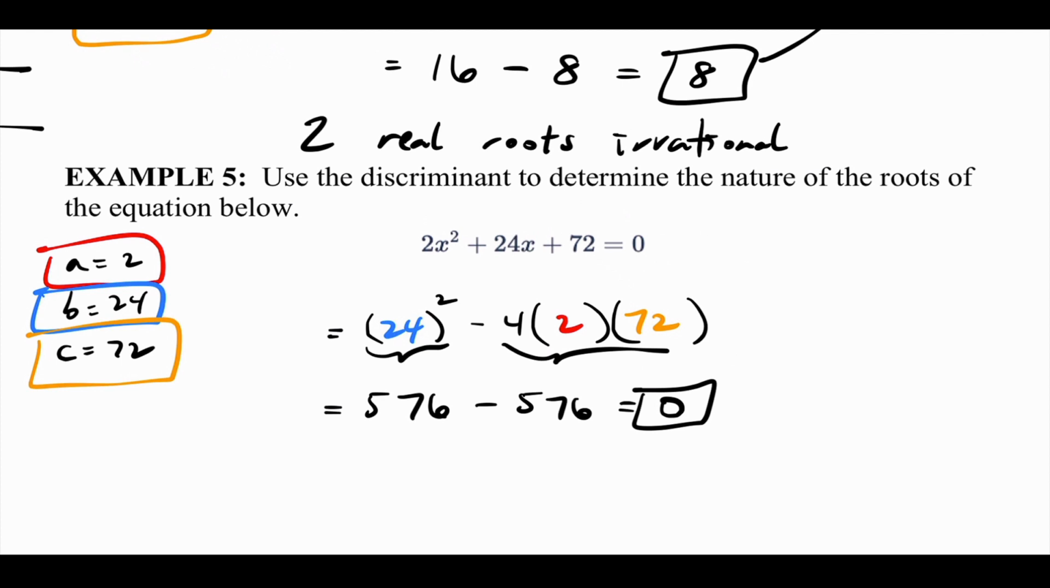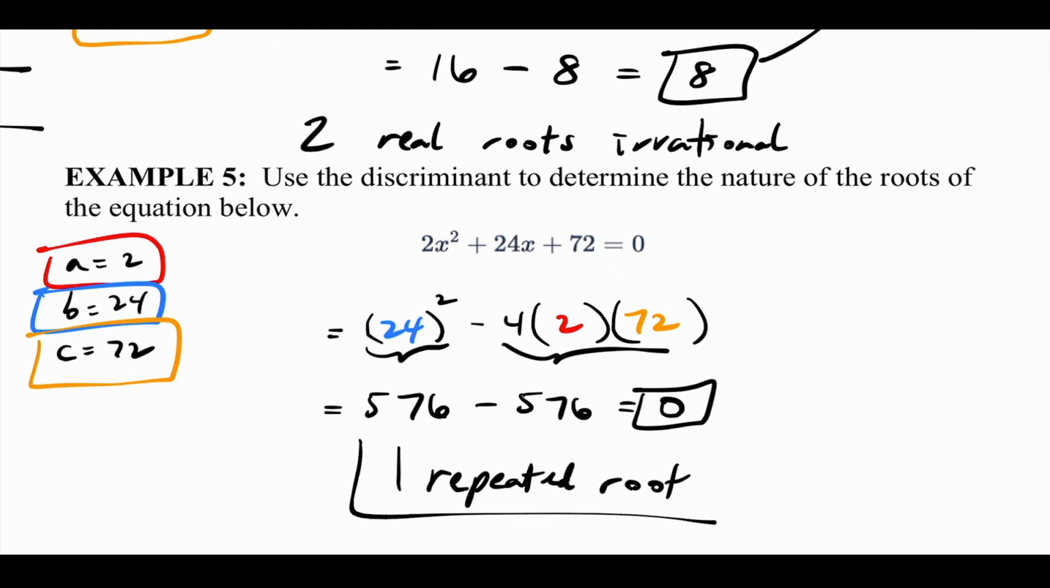So you multiply all three numbers? Mm-hmm. 4 times A times C. All multiplication. And then you subtract. So how many? We're going to get 1 repeated root.